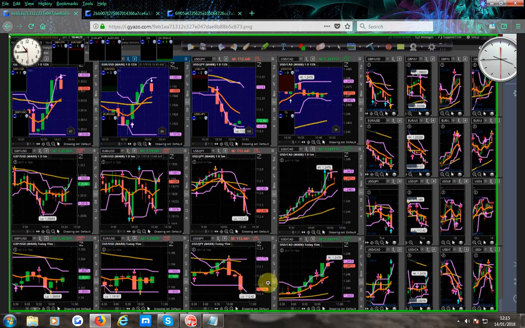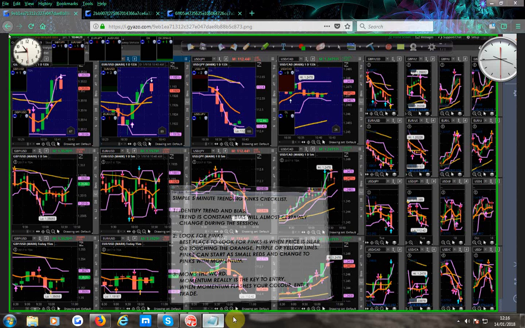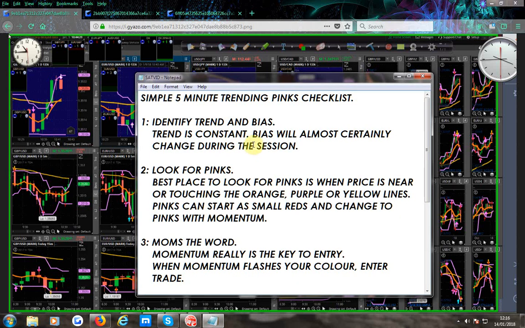Yeah, and I think that's all I can do on that, just let me show you this. Right, identify trend and bias. Trend is constant, bias will almost certainly change during the session. We'll have explained that. Right, look for pinks. Best place to look for pinks is when price is near or touching the orange, purple or yellow lines. Pinks can start as red, small reds, and change to pinks with momentum.